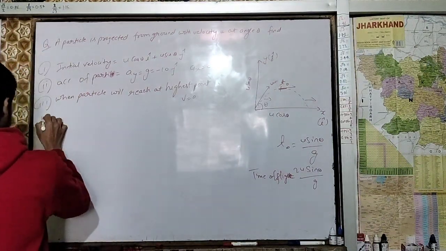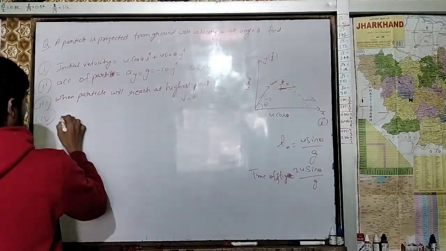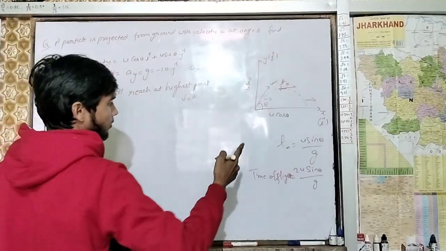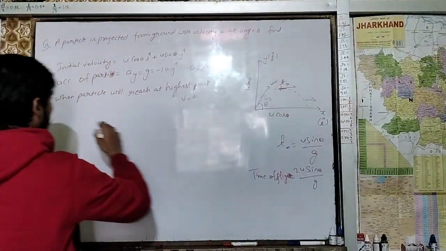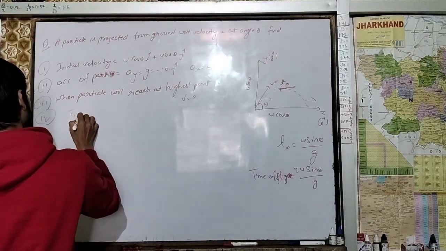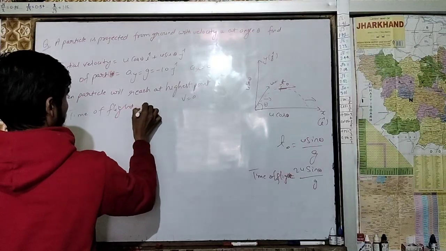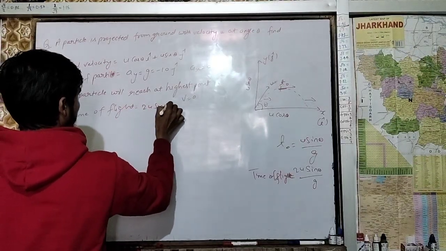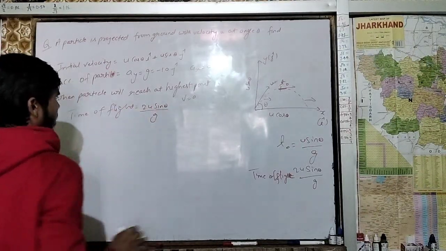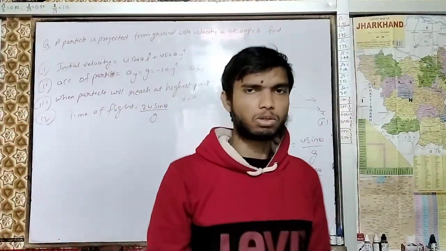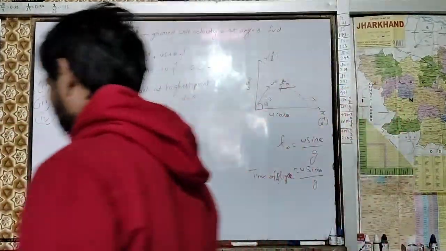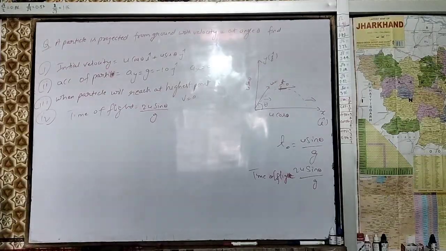So if the question is asking what is the time of flight where velocity is u, then you can say the time of flight would be 2u sin theta upon z, and only u sin theta upon z is equal to T naught.